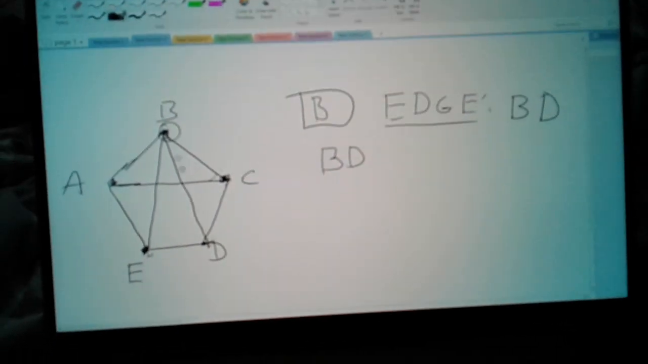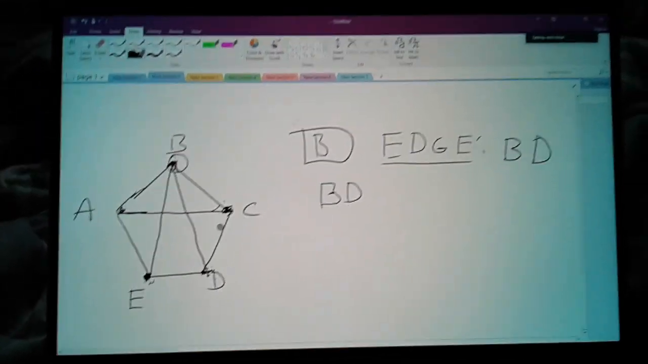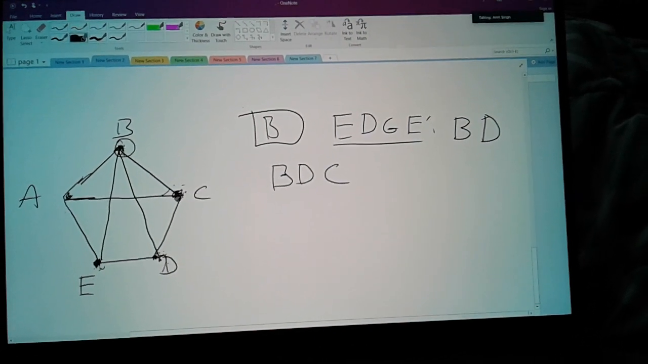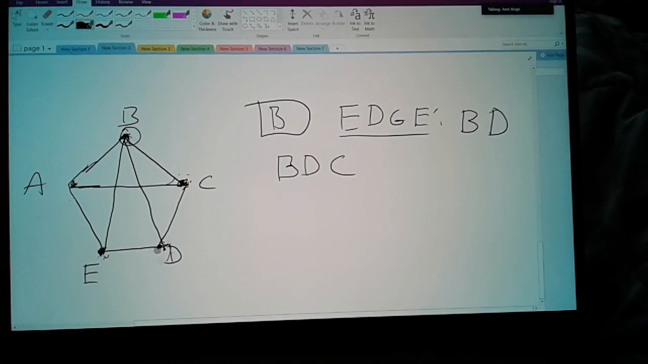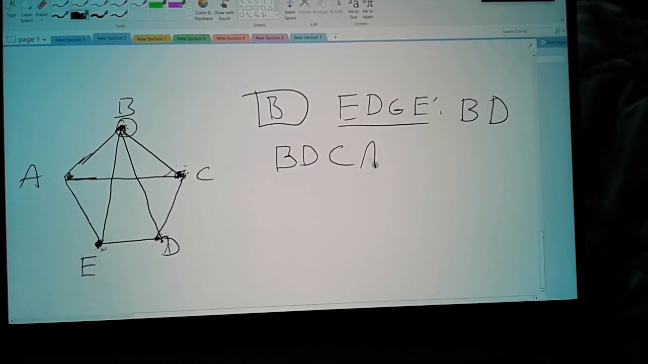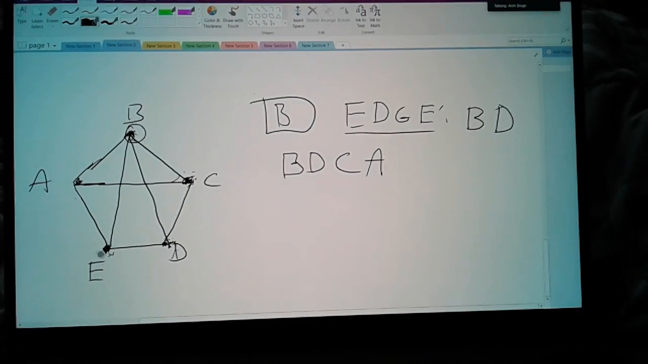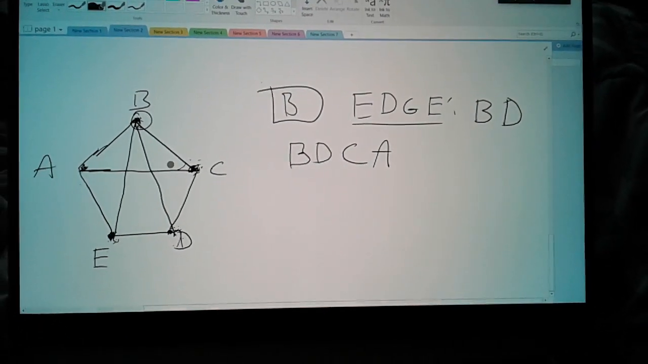So if I go from B to D, what can I do? I could go to C, right? I haven't done that yet. So BDC. What else? So BDCA. Haven't done that. What else are we missing? We don't have E yet, right? So BDCAE.